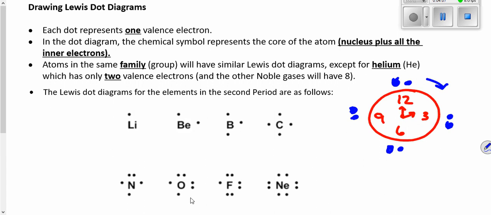Oxygen, in group 6 on the periodic table, has 1, 2, 3, 4, 5, 6 electrons. These 2 electron pairs are not available for bonding. These 2 unpaired or single electrons are, and oxygen can make 2 bonds.